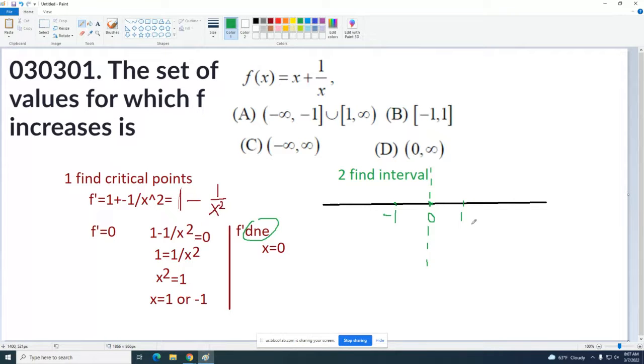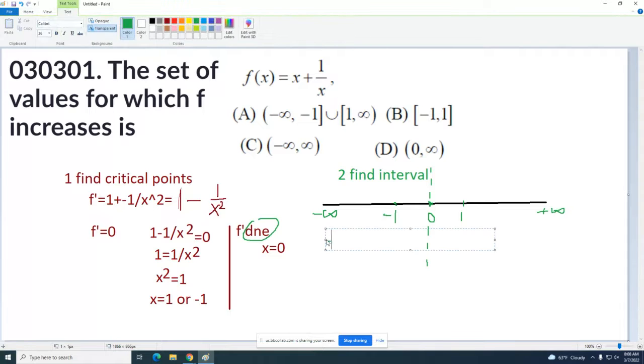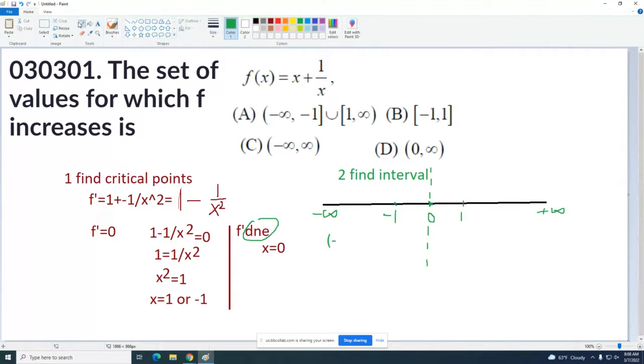Those 3 points separate the entire number line from -infinity to +infinity. You're like having the number line as a big stick, and then now you're making 3 cuts. 1, 2, 3. That cuts the entire stick into 4 pieces. Now these 4 pieces represent 4 intervals. So now we're able to find the intervals. The first interval is from -infinity to -1.